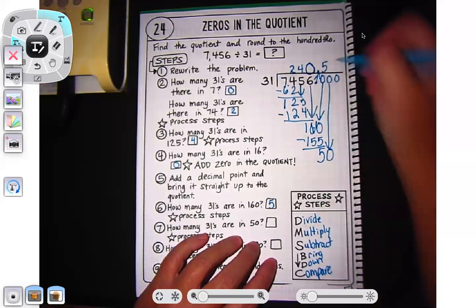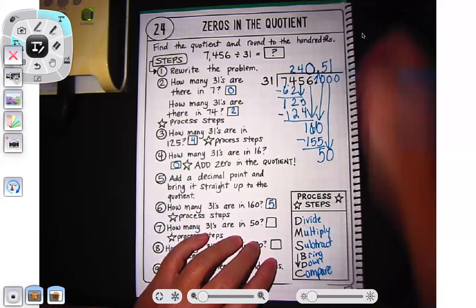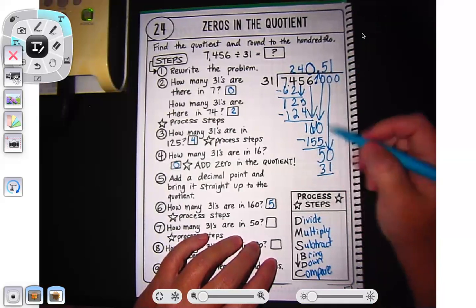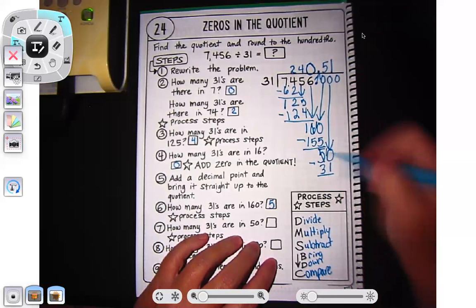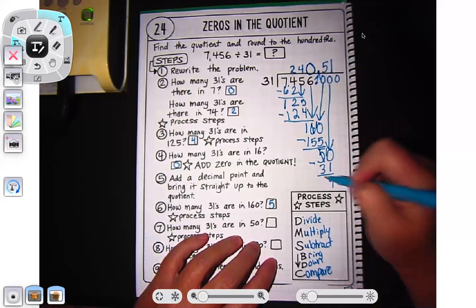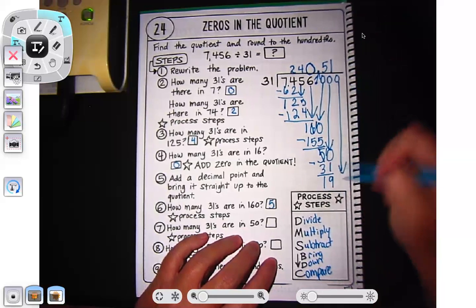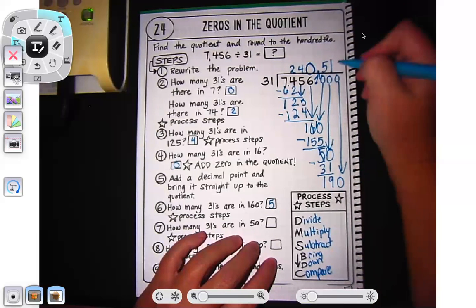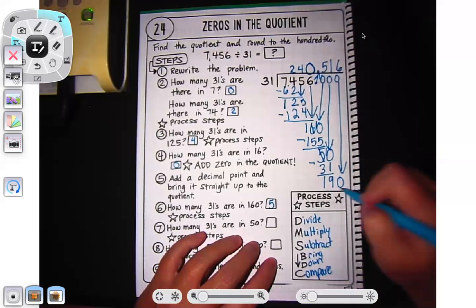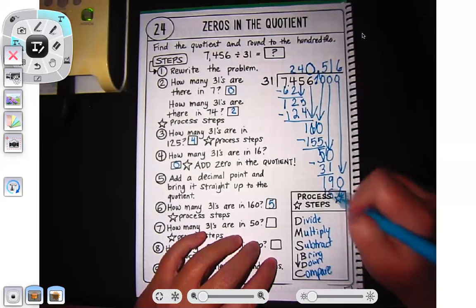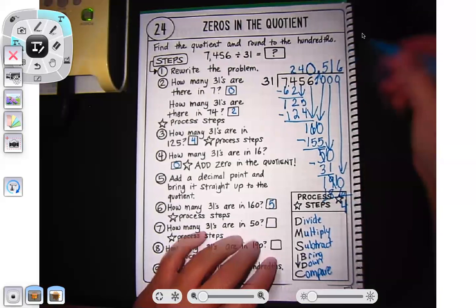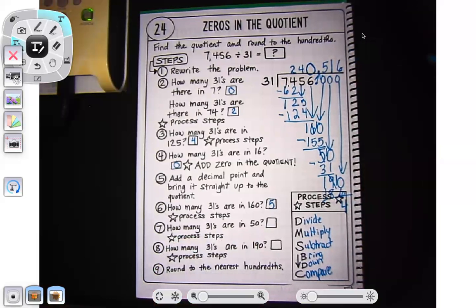How many times will 31 go into 50? We are going to subtract. And we get 19, bring down the 0. How many times will 31 go into 190? 6 times, and that gives us 4 left over.